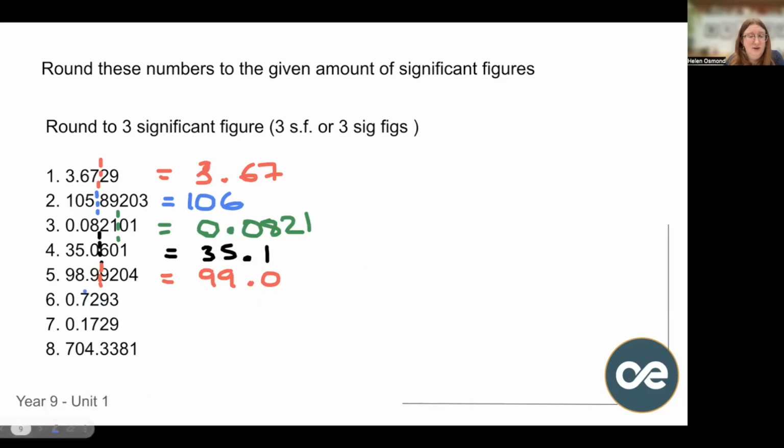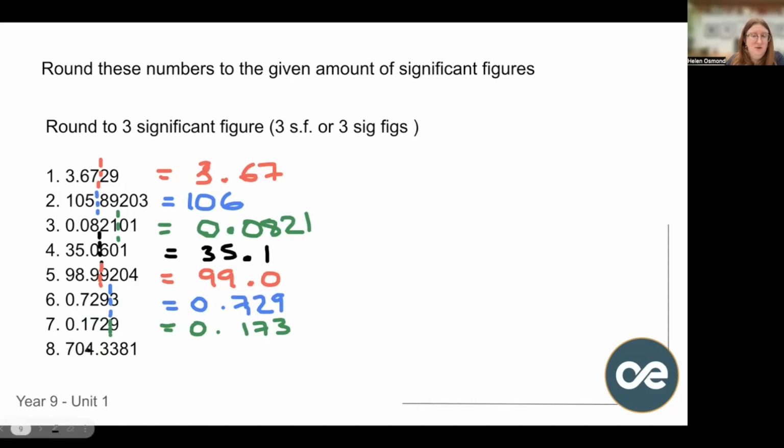Let's have a look. So 3 significant figures, 1, 2, 3 goes in here. The 3 is not going to do anything. So this is 0.729. We've got 1, 2, 3 going in there. This 9 is going to affect it. So we're going to get 0.173.